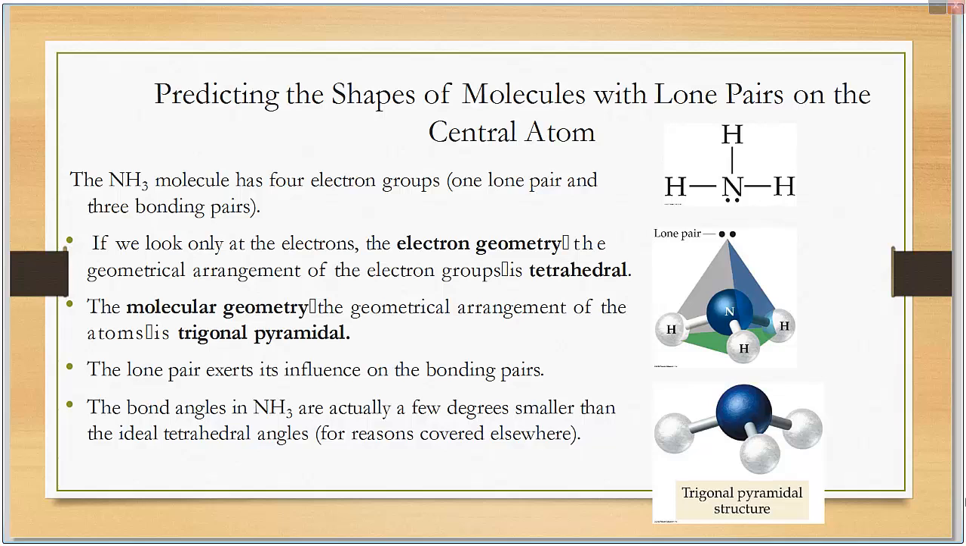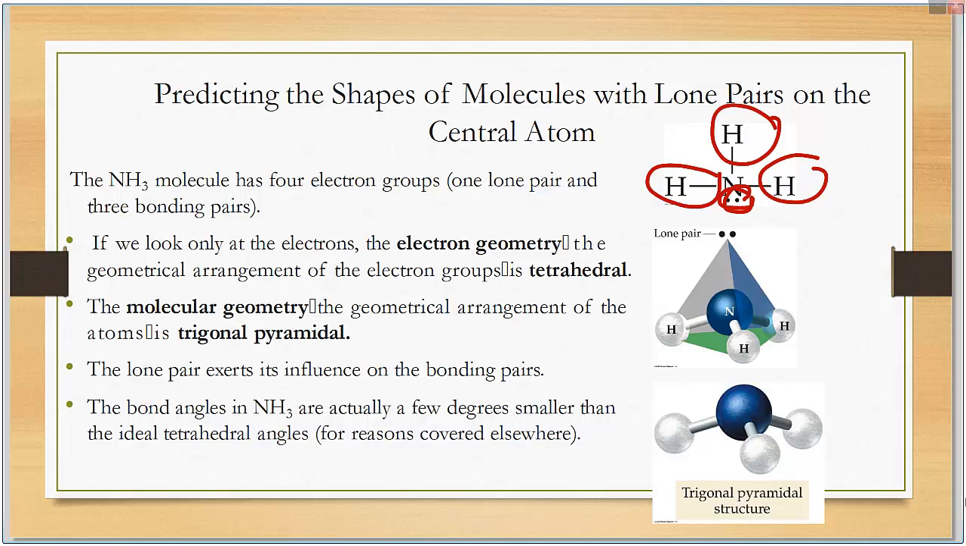The NH3 molecule has 4 electron groups, even though it looks like it only has 3. It's because of this lone pair here. The lone pair is considered an electron group. We have 3 bonding and then 1 lone pair. You're looking for the total number of electron groups, not just the number of atoms coming off that central atom.